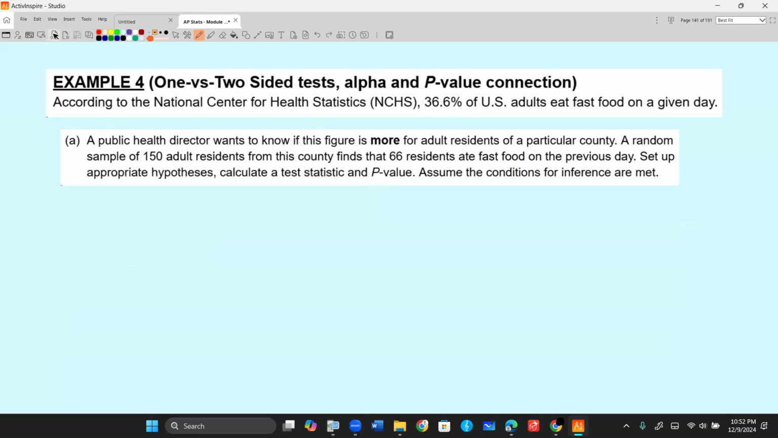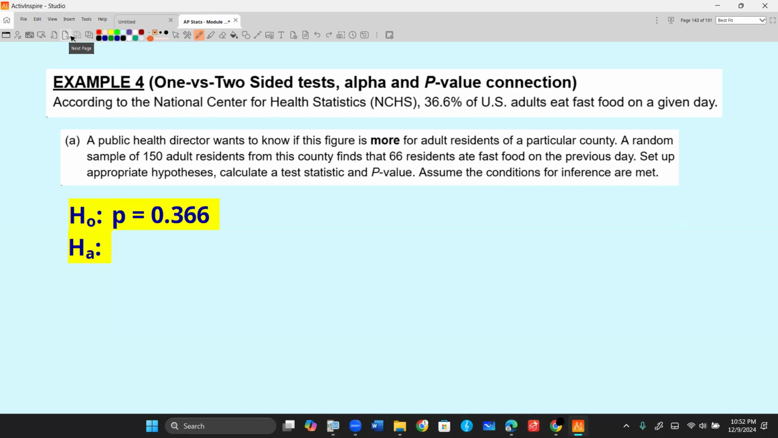So part A, we have a random sample of 66 residents. And we want to calculate hypotheses, a test statistic, and a p-value. Let's start with the hypotheses. Got your H0 and your Ha. All right, the null hypothesis is coming from the original claim, 36.6%. We want to write that as a decimal and use p, not p hat, because we use our parameter.